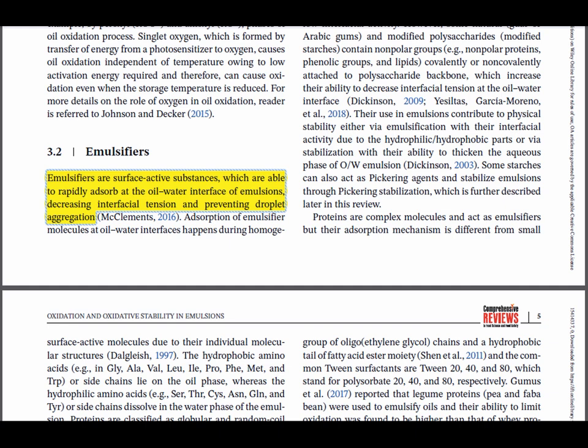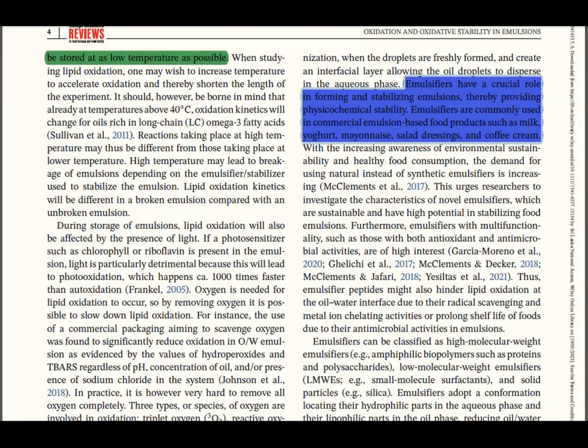The other method to prevent lipid oxidation in emulsions is emulsifiers. Emulsifiers are surface-active substances which are able to rapidly adsorb at the oil-water interface of emulsions, decreasing interfacial tension and preventing droplet aggregation. Emulsifiers have a crucial role in forming and stabilizing emulsions, thereby providing physicochemical stability. Emulsifiers are commonly used in commercial emulsion-based food products such as milk, yogurt, mayonnaise, salad dressing, and coffee cream.